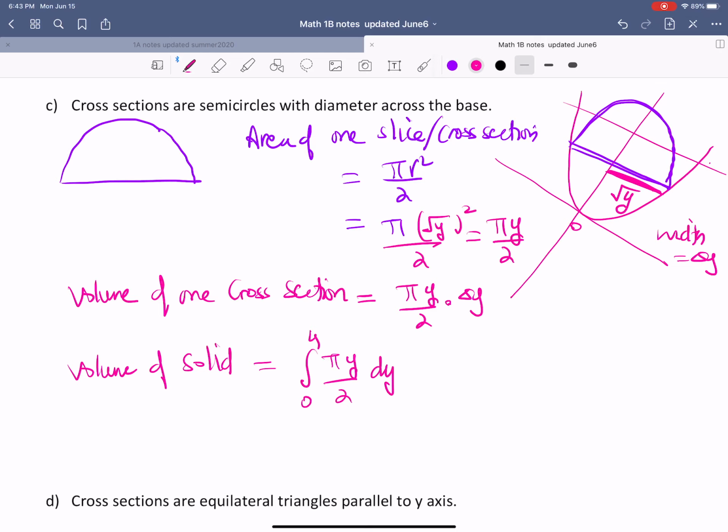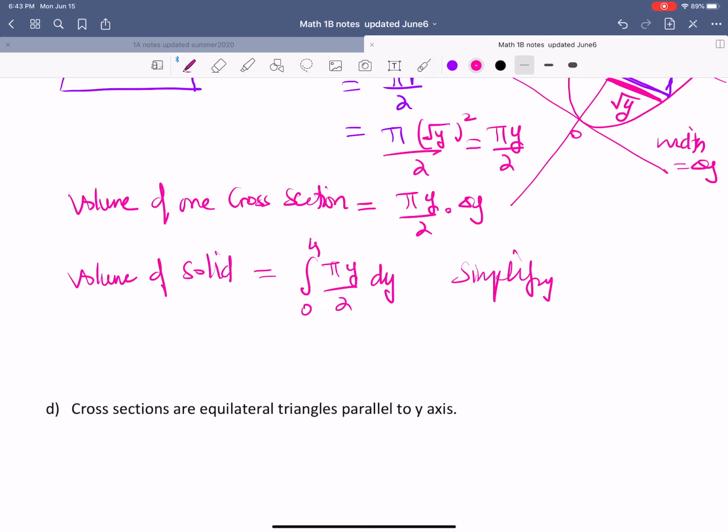I'm not going to simplify it. You guys go ahead and simplify, evaluate the integral. I'm not going to evaluate that integral. Okay. We're going to look at part D next.